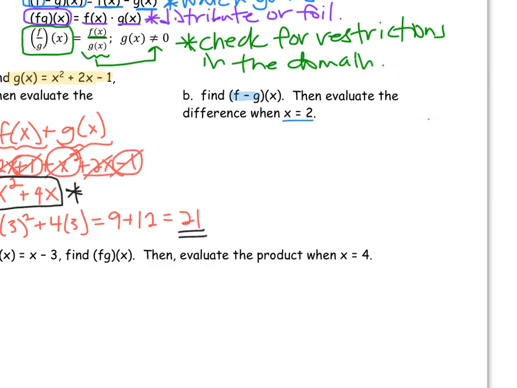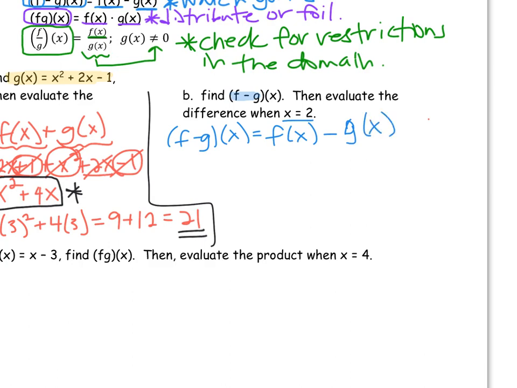All right, so I'm going to give myself just kind of a division of space here just to make sure that these don't overlap. f minus g of x simply means the first function, f of x, minus the second function, g of x. So f of x minus g of x. Well, f of x was 2x plus 1, or is 2x plus 1. Now, if we subtract the entire second polynomial, we need to put that in parentheses to ensure we subtract every term. Now, g of x is x squared plus 2x minus 1.